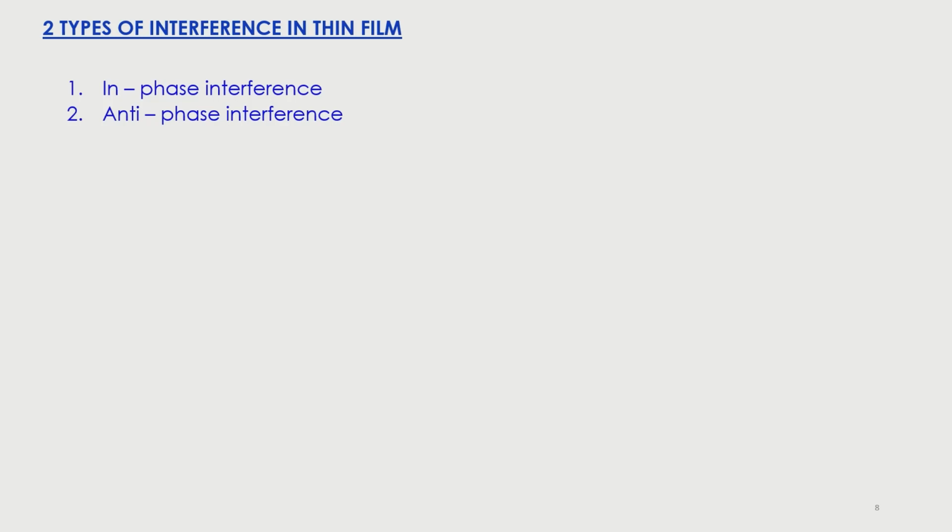So there are two types of interference in thin film. When we are talking about thin film, we must take into consideration its thickness t and also the refractive index of the interference.